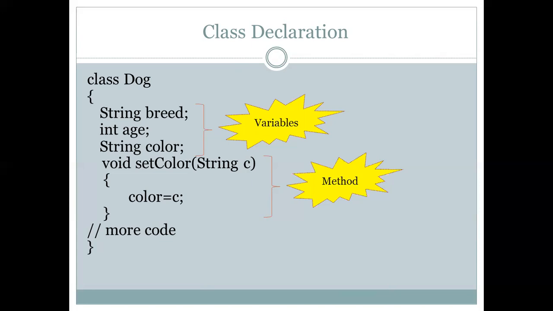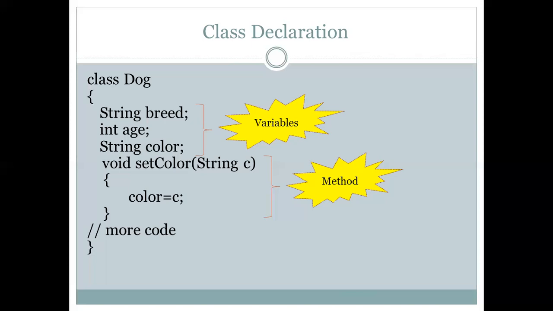Now I've got three variables here: breed, age, and color. The type of breed is string, age is an integer variable, and color again is a string variable. So I have listed out all the variables. Now I am going to list out the methods. I have given only one single method. I want to give a color to the particular dog, so I give the method declaration along with the definition. This is very similar to how you define functions in C. That's how you define methods in Java, right?